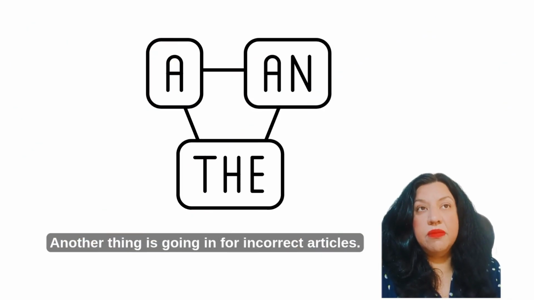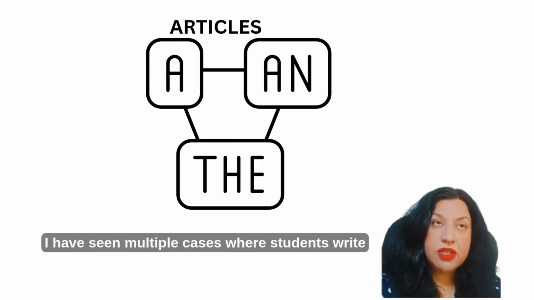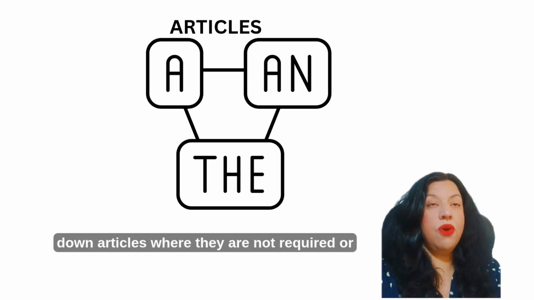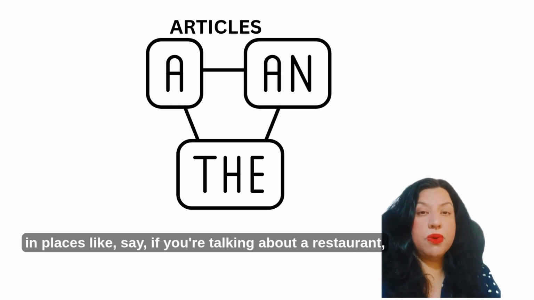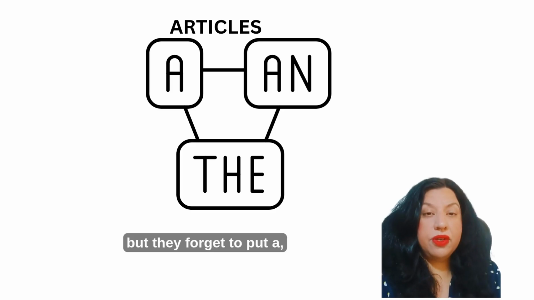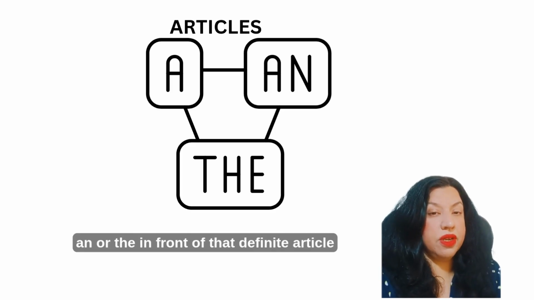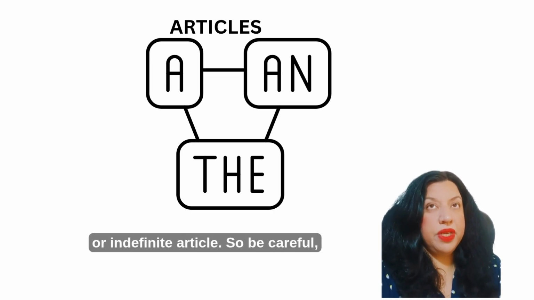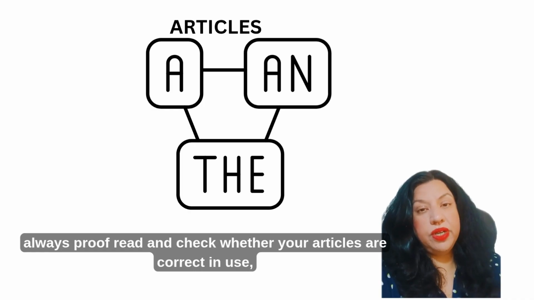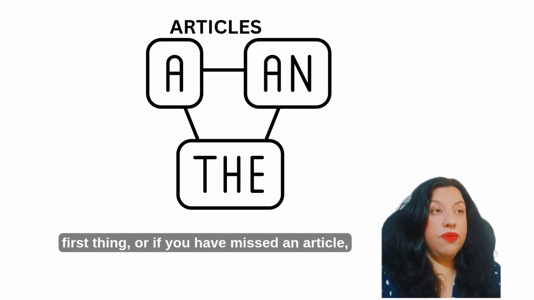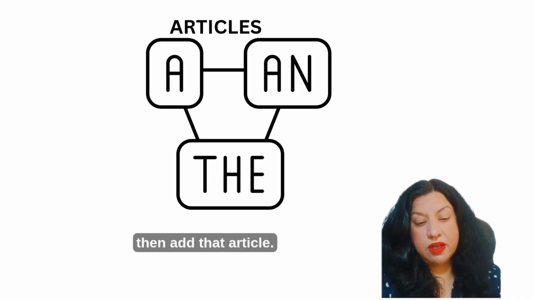Another thing is incorrect articles. I have seen multiple cases where students write articles where they are not required, or, if you're talking about a restaurant, you say the restaurant or a restaurant, but they forget to put an a or the in front, the indefinite or definite article. So be careful. Always proofread and check whether your articles are used correctly, and if you have missed an article, then add it.